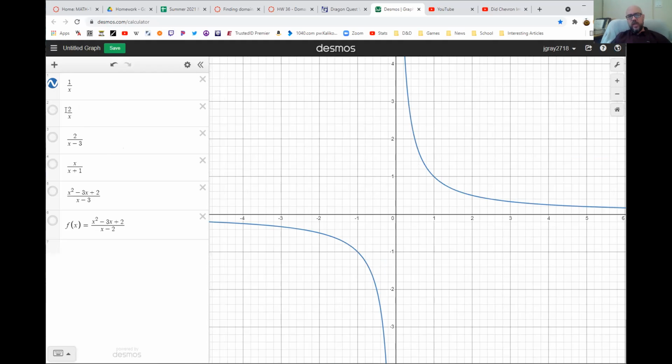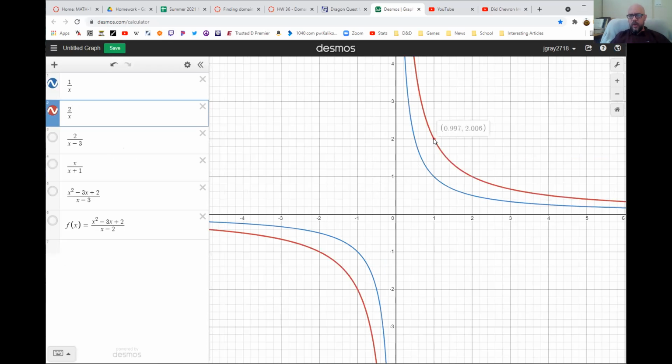And then transformations like this, where I've multiplied the whole thing by 2, right? 1 over x times 2 is 2 over x. That just multiplies the y values by 2. So you get something that looks like this. So where this was 1 right here, 1, 1 was on this graph. Well, 1, 2 is going to be on that graph. So all we did was multiply by 2.